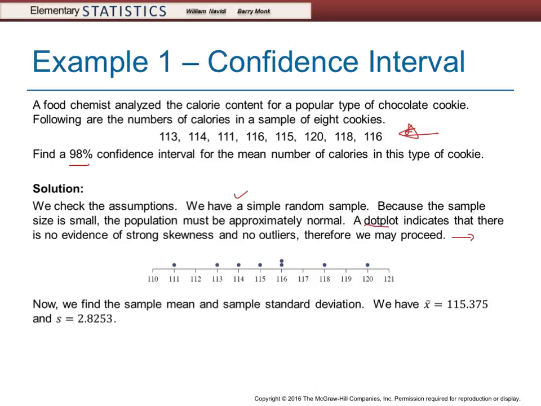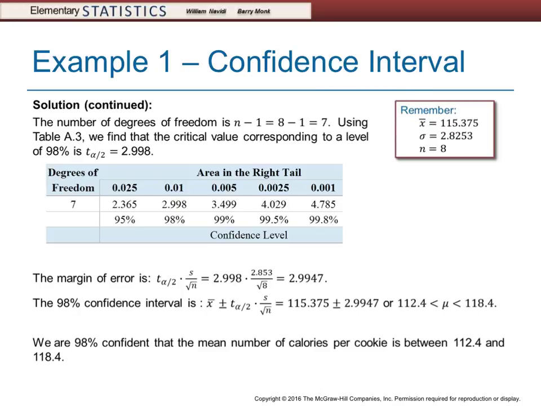Now we find the sample mean and standard deviation. Here, from our calculations, we have x bar equal to 115.375 and a standard deviation of 2.2853. To continue on, the number of degrees of freedom in this particular case is 8 minus 1, which is 7.